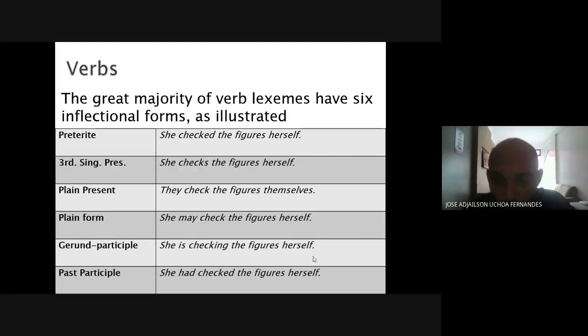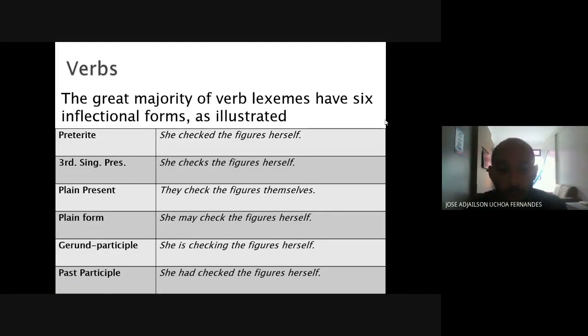And then they are just homophones, but they are different morphemes. If they are different morphemes, they are different forms, because morphemes mean word form. Okay, so in English, we have basically 6 inflectional forms for the verbs.